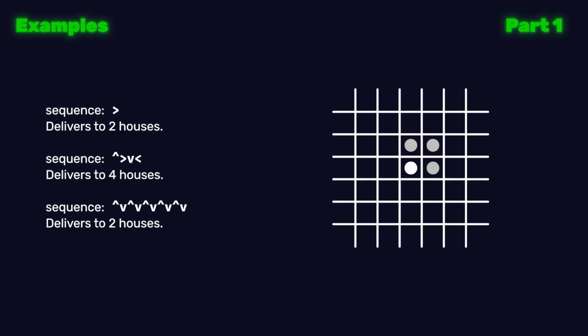Note that he visits the starting house twice, so these 4 instructions lead to delivering presents at only 4 houses. In the last example, Santa has to travel up and down repeatedly, thus only 2 houses end up getting a present. Now, based on the description and these examples, are you already able to write an algorithm for this?